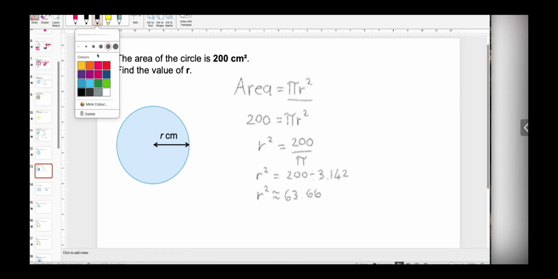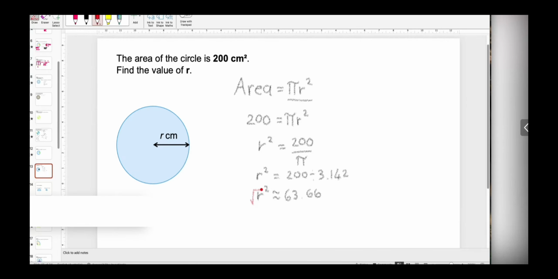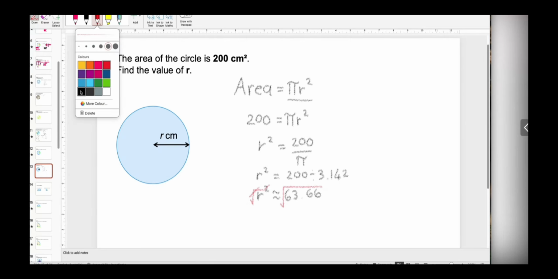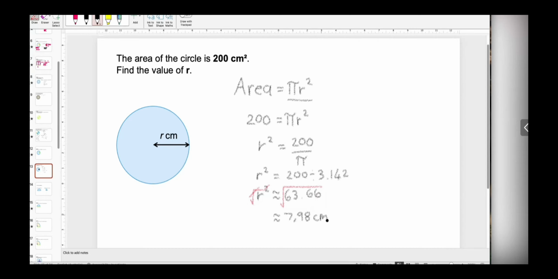Okay, now we don't want to know the value for the radius squared. We want to know the value for the radius. So we are going to add a square root to this side, and the square root and the square will cancel out. Whatever we do on the one side, we have to do on the other side as well. Now, the square root of 63.66 is equal to 7.98 centimeters. So this is the approximate value of the radius.